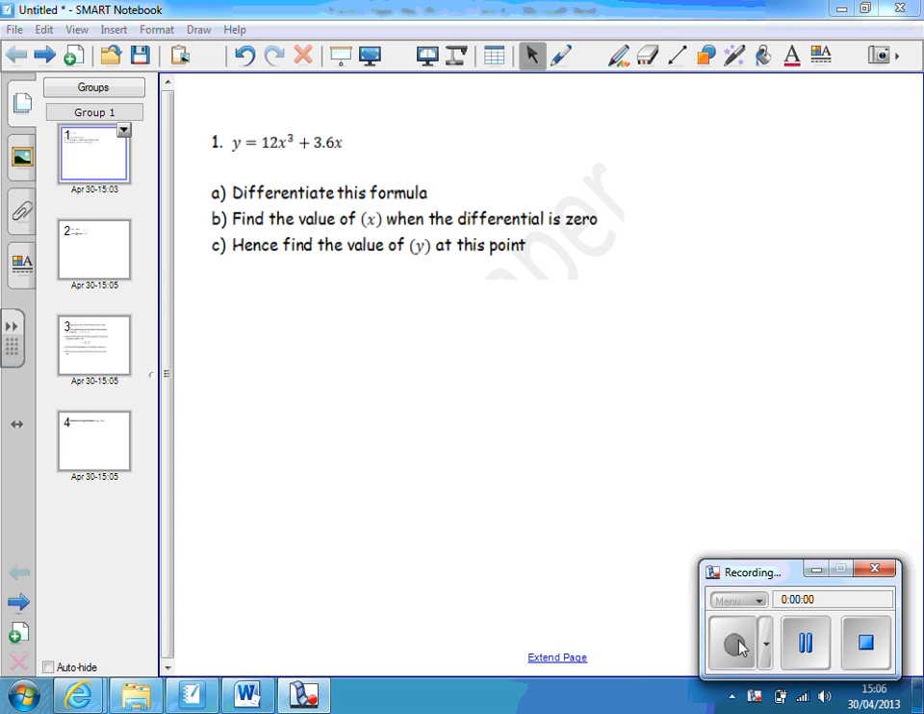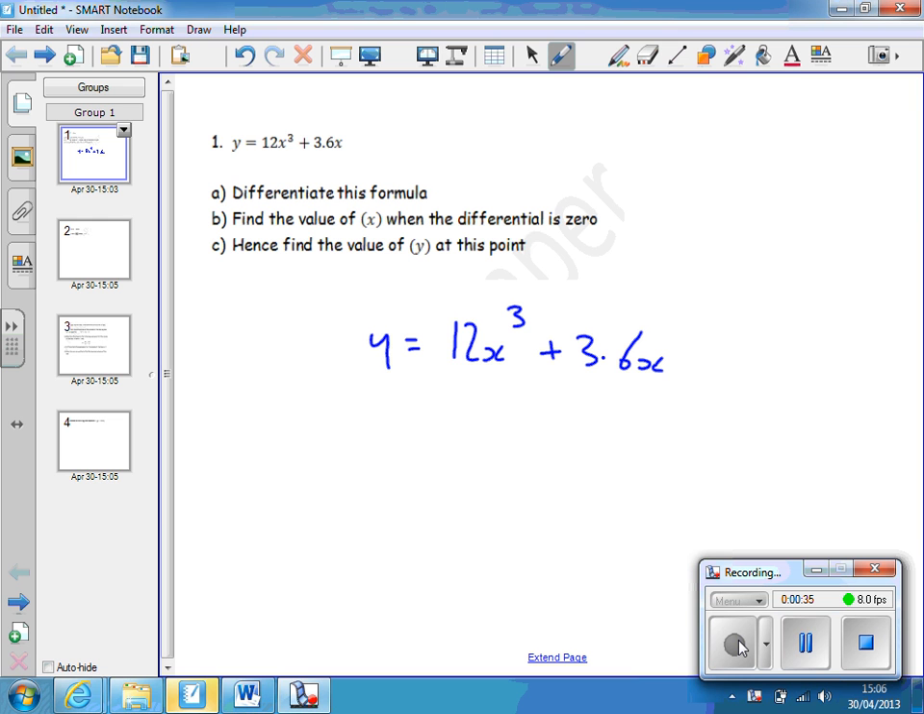Okay then, so this first question for the year one paper 2, learning outcome 3 on differential calculus. So the first question, y equals 12x cubed plus 3.6x, differentiate this formula, is the first question, and we refer to the table you got at the front of the booklet to do it. So if y equals 12x cubed plus 3.6x, what do we do to differentiate it?